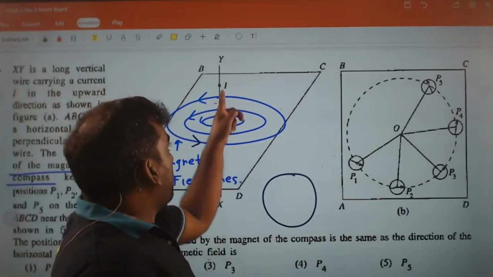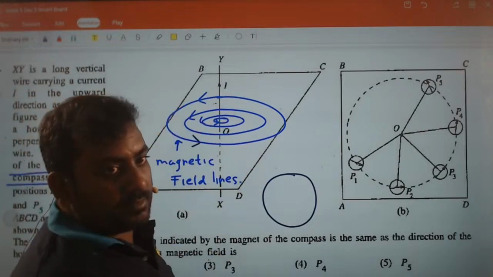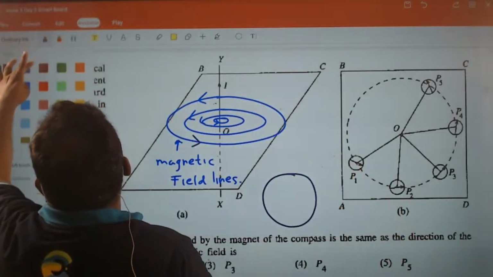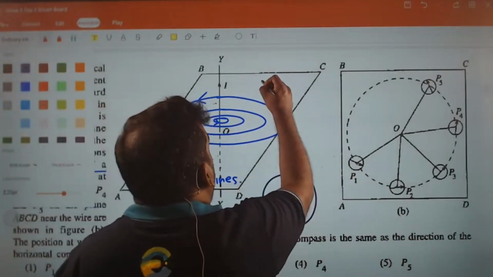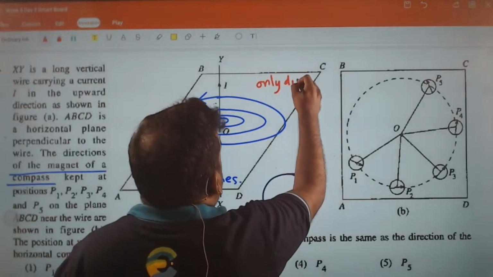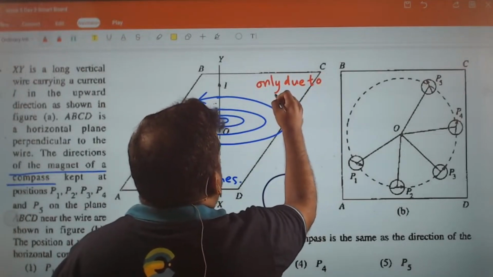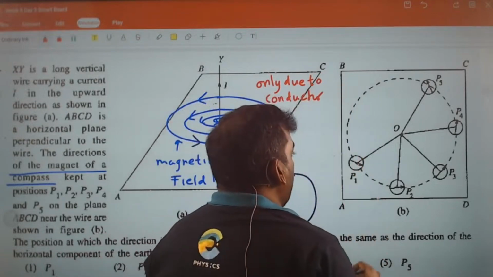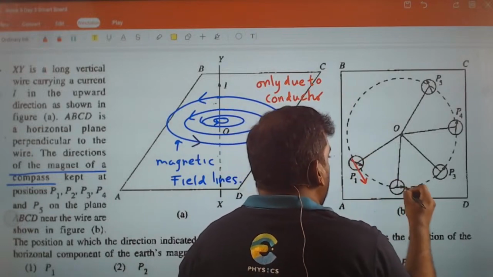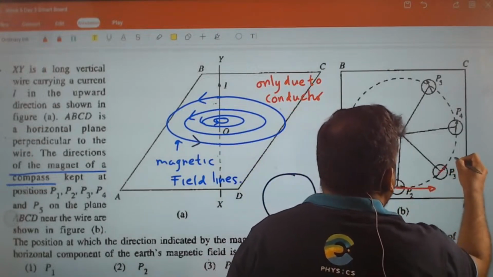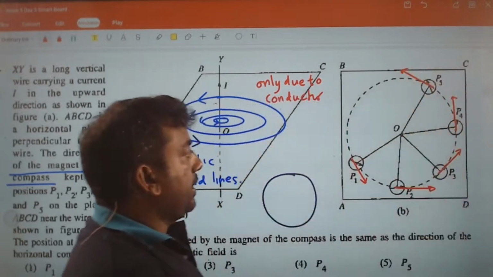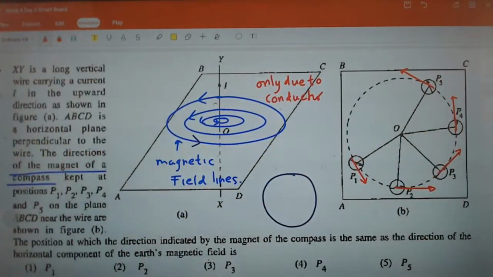Again, look, because of this current, there is going to be a tangential field. Technically, I will draw it here now. Only due to the current or conductor. Only due to the conductor, if you draw, it will be tangential, in red also. Right. In red also. Okay.